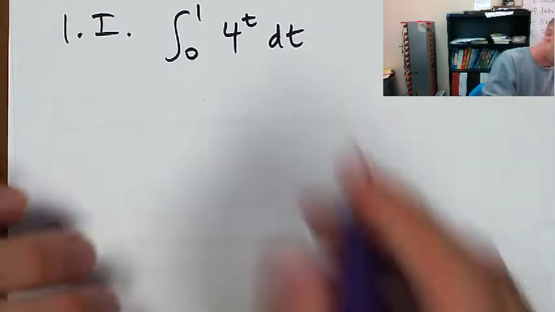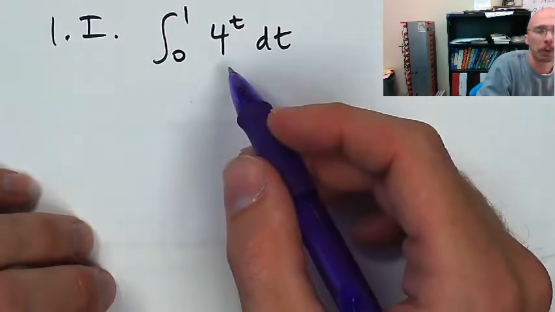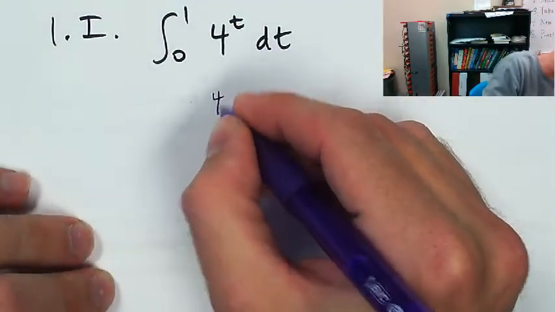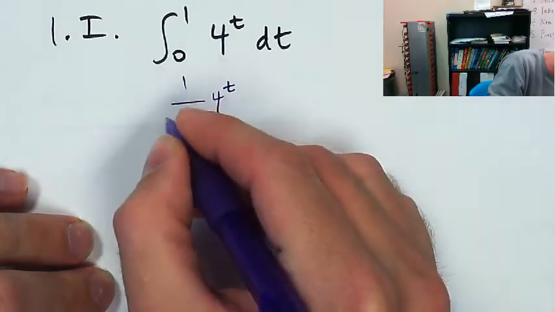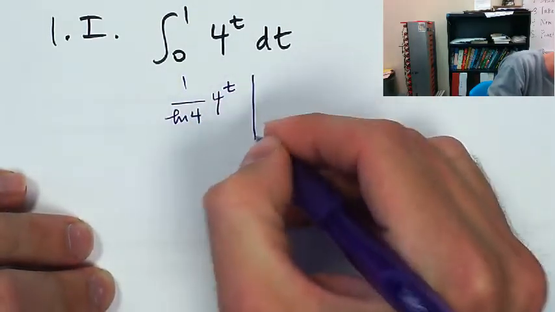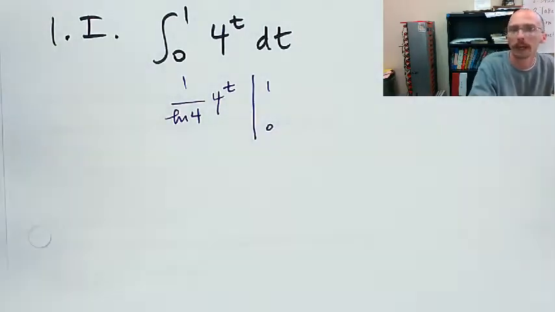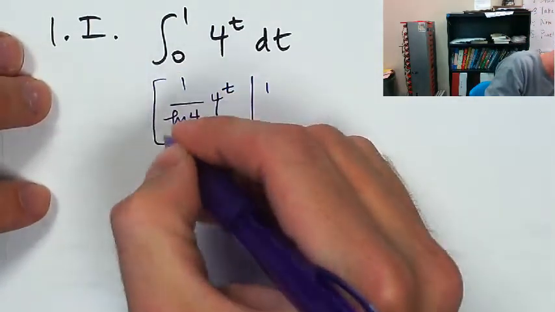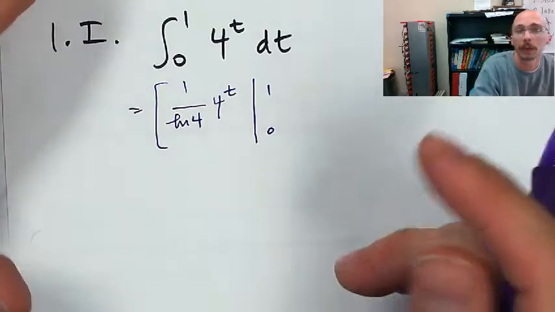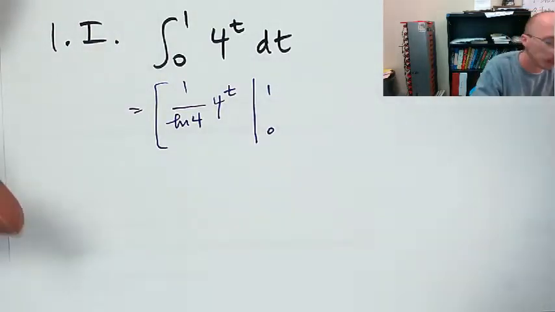All right, so the antiderivative of 4 to the t with respect to t is 4 to the t divided by the natural log of 4. You can just know that, or I can show you after I work this one how I got that. A lot of people just say you need to know the derivative and antiderivative of a to the t with respect to t.